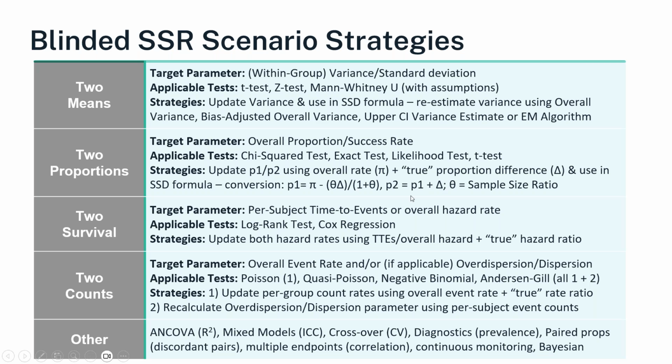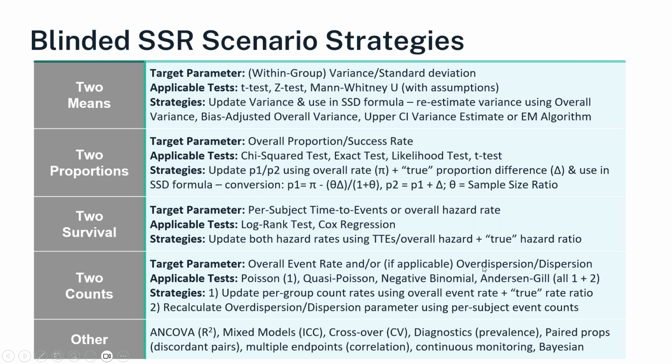And I've actually given the formula here for the conversion for the two proportions case. Obviously this would apply for the chi-squared test and exact test for the two-sample case for proportions, and the log rank test and Cox regression test for two survival. And then for two counts, we're talking here about Poisson regression or quasi-Poisson or negative binomial, etc. And there's kind of two levels to this. There's the overall event rate, which is basically recalculating the per-group count rates using the same process as for two proportions or survival.